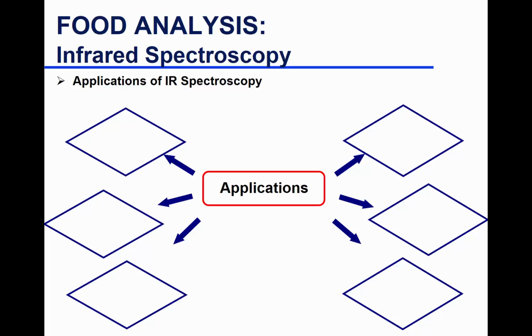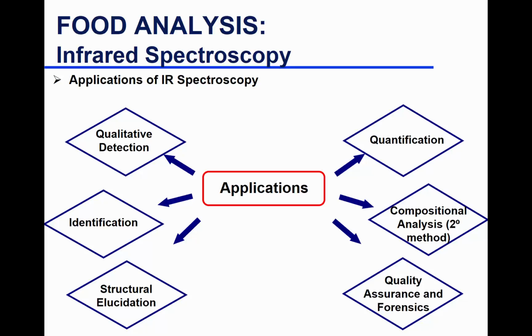I'm going to spare, because of time, here's what we have. We have qualitative detection. For example, melamine detection in infant formula. They've used IR to do that, so you detect the presence of a contaminant. Identification, trying to get structural identification based on the absorbance of different bonds in a particular compound. And structure elucidation. For example, Raman spectroscopy is often used for structure elucidation, and FTIR as well. So I'm going to give examples on that.